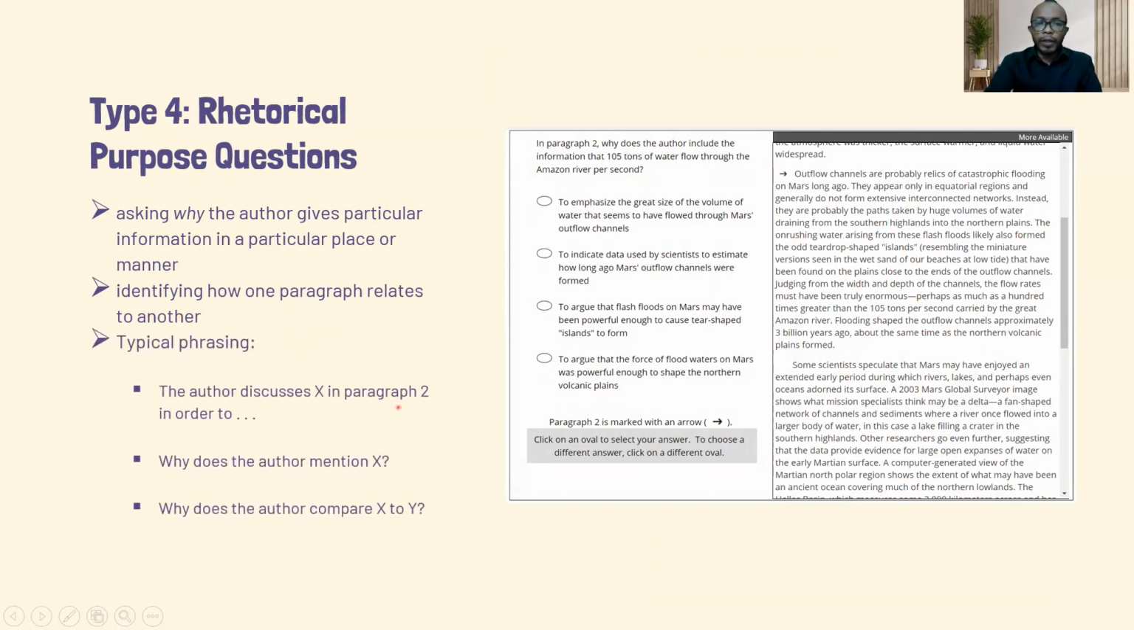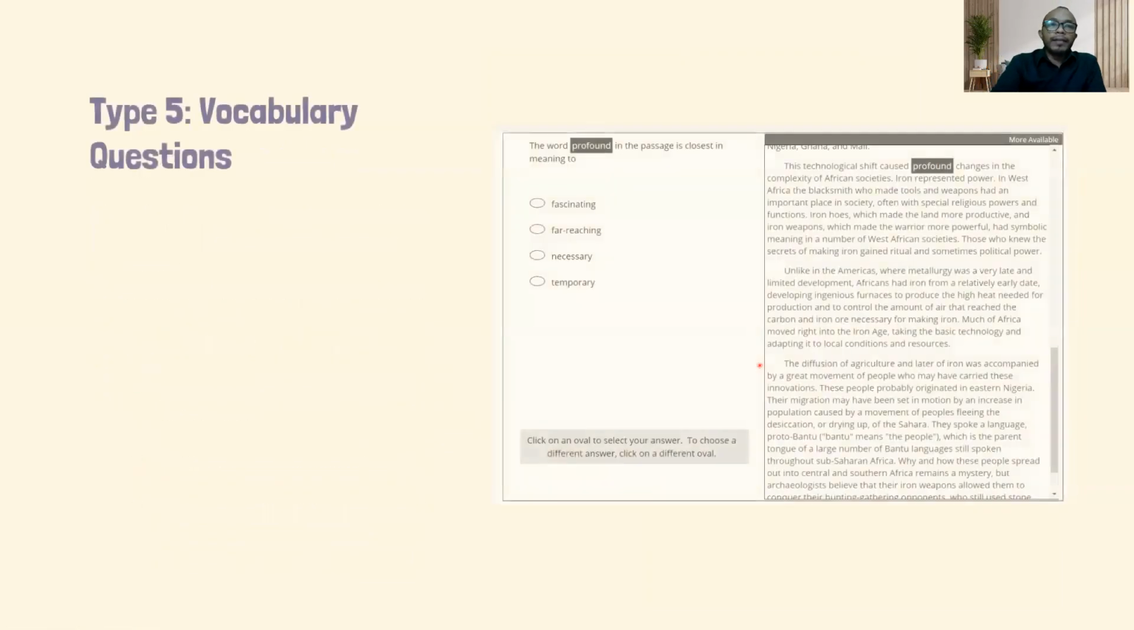And the wording for this type of question usually uses the word why. So why does the author mention something, or why does the author compare something to something else in the passage, or the author discusses something in paragraph 2 so that so and so. Okay. All right. The fifth type, the vocabulary question.